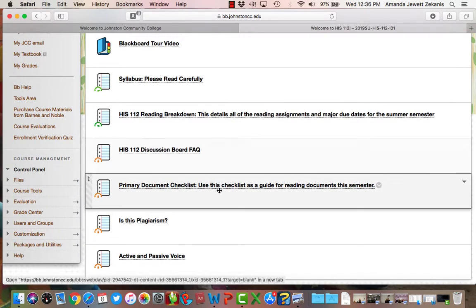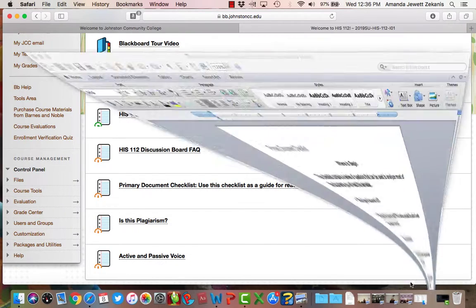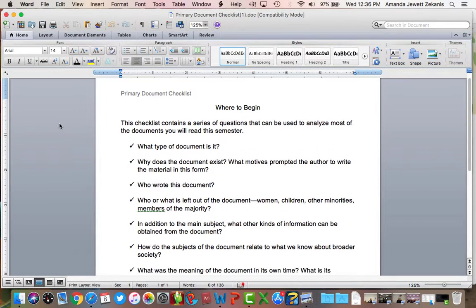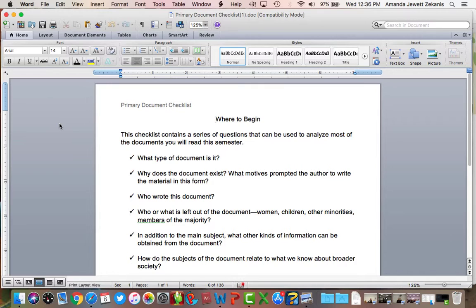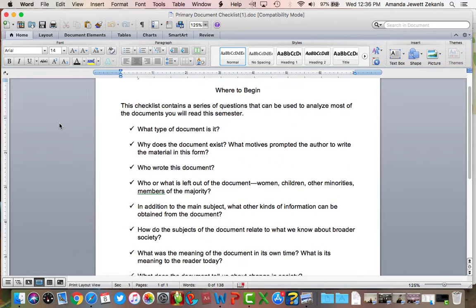After discussion board FAQ, we have a primary document checklist. Some of you may never have read primary documents before. Again, primary documents are those documents written by people who lived during that time. Okay. So these are just some questions you can ask yourself when you are reading the documents.